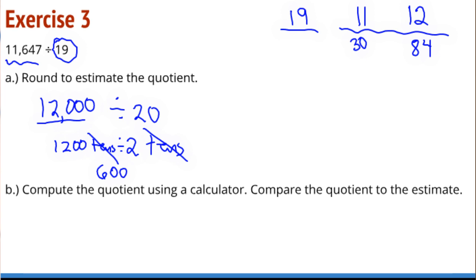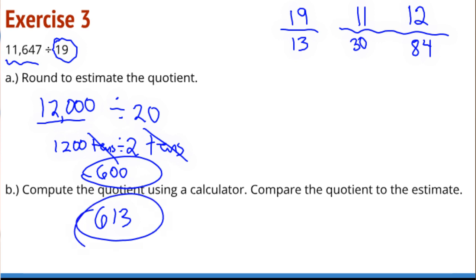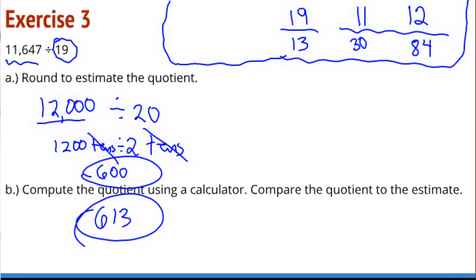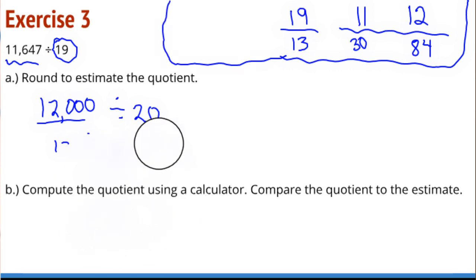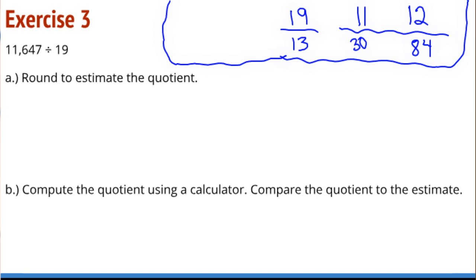And now I've got 11,647 divided by 19. And that gives me a quotient of 613. So the difference between my estimate and my calculated quotient is 13. Once again, kind of observing some patterns emerge up here in this corner, that we'll talk about as we get a little further in the lesson here.